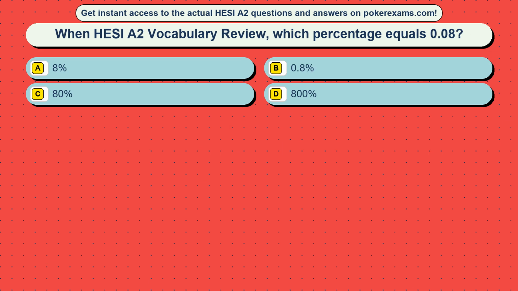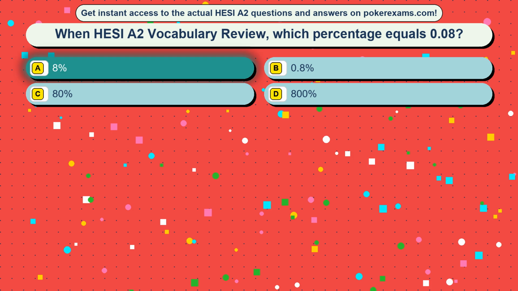Question 9. When HESI A2 Vocabulary Review, which percentage equals 0.08? Option A, 8%. Option B, 0.8%. Option C, 80%. Option D, 800%. The correct answer is option A, 8%.